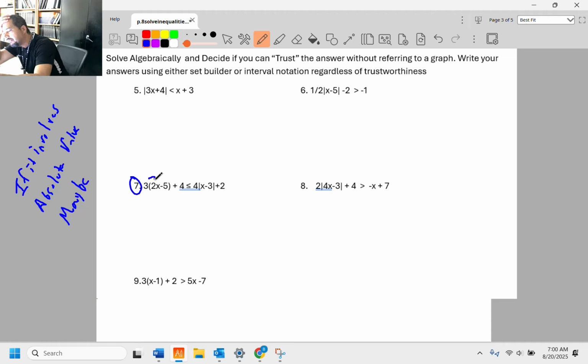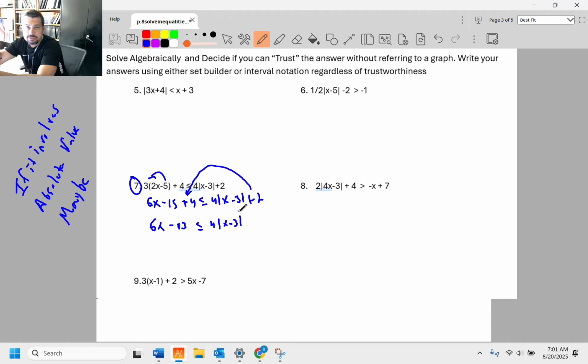If I was looking at number 7, the first thing I'd probably do would be the distributive property. That would give me 6x minus 15 plus 4 less than or equal to 4 times the absolute value of x minus 3 plus a 2. And we're going to do some cleanup operations. Like I'm going to subtract this 2 over here. So I have a 6x, a negative 15 plus 4 is negative 11, and if I take away the other 2, I'd have negative 13. Still less than or equal to 4 times the absolute value of x minus 3. Now I could divide both sides by 4, but I'm just going to move that 4 inside because I'm going to avoid fractions as long as possible.